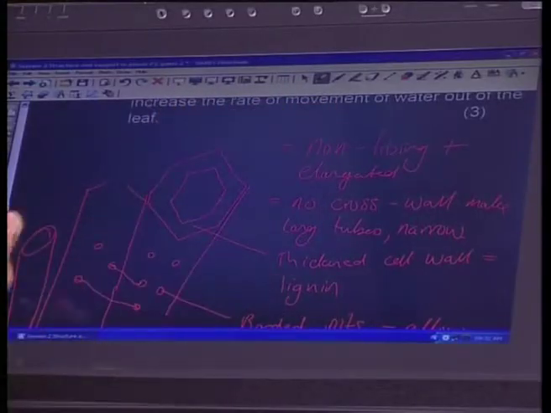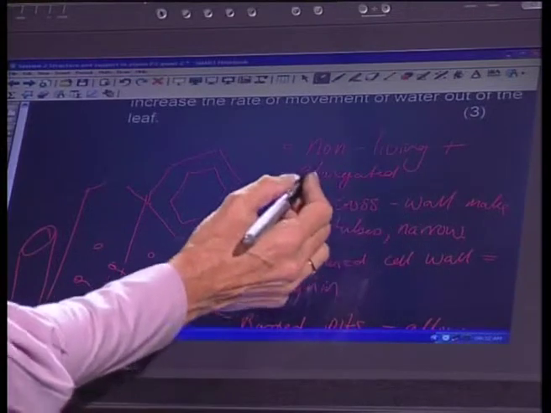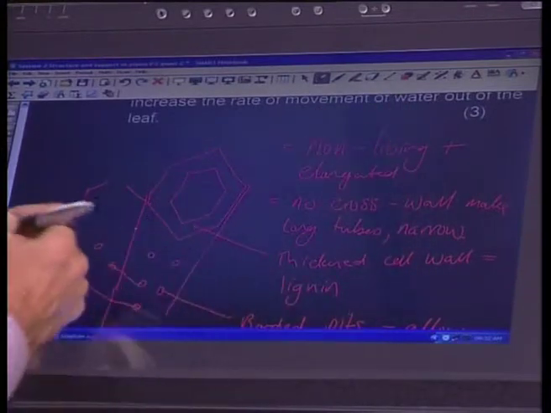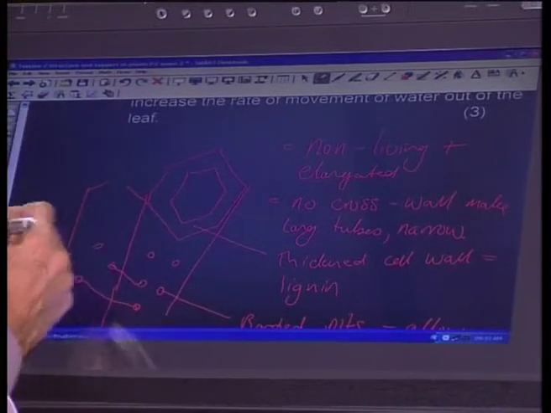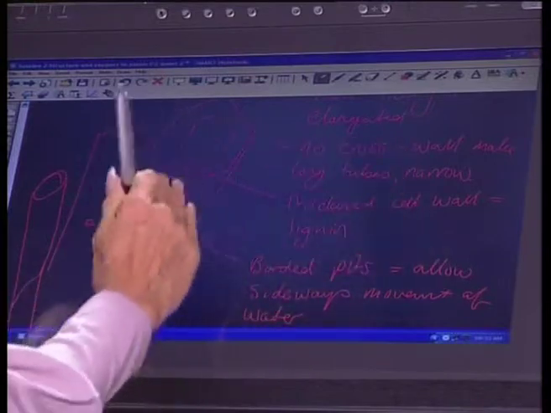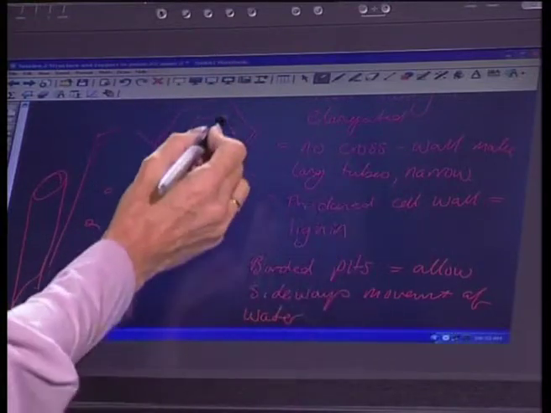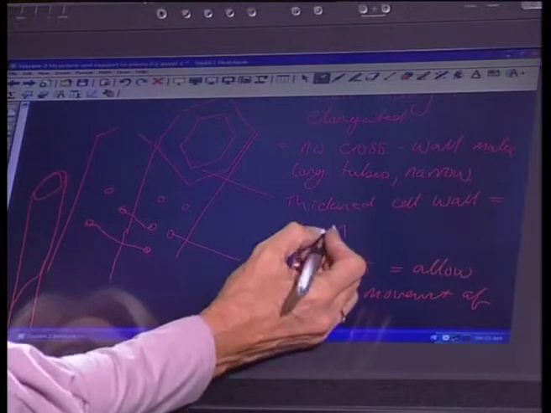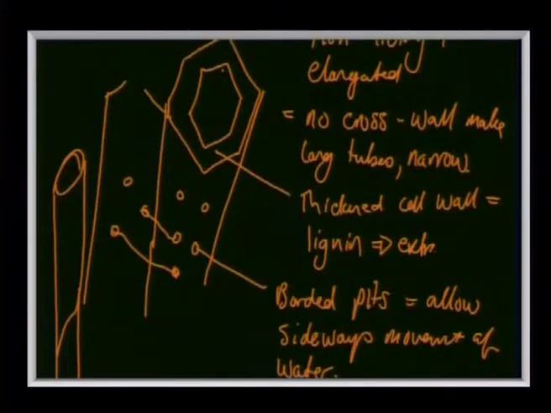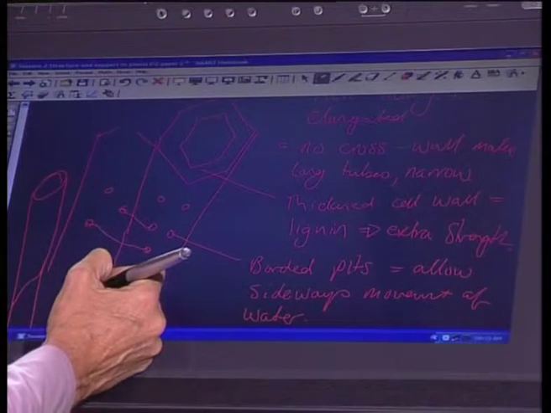There are your structures versus function. It's non-living elongated tubes to allow for movement of the liquid up the xylem. Number 2, there are no cross walls to restrict the water flow. Number 3, the cell walls are thickened with lignin, okay, for extra strengthening. Okay, bordered pits allow for sideways movement of water.